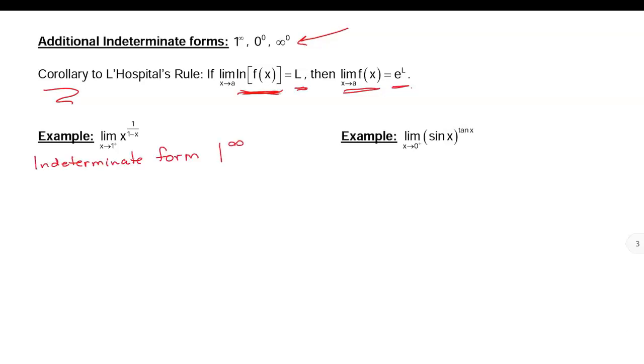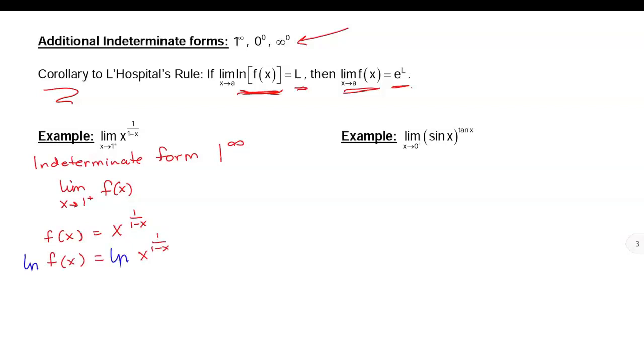So what we're going to do is we're going to imagine the limit as x approaches 1 from the right. We're going to name that expression f, the function f. So the x to the 1 over 1 minus x is f. I'll write that down. F of x is going to be our x to the 1 over 1 minus x. Now I have a nice equation. What I'm going to do is take the natural log of both sides.